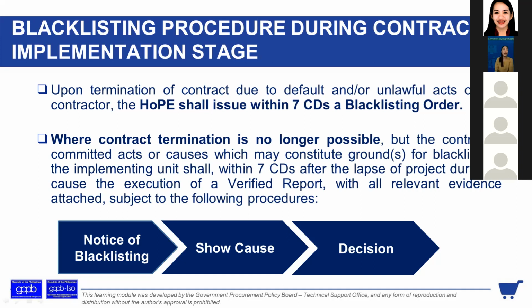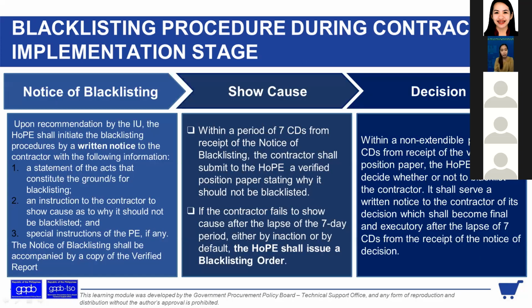If you notice, for the blacklisting procedure during the contract implementation stage, the BAC is out. It is already in the hands of the implementing unit through the HOPE. Okay? Then whoever they assign does the project monitoring. The only involvement of the BAC in blacklisting is during the procurement stage. But during the contract implementation stage, none anymore. The BAC is done there.